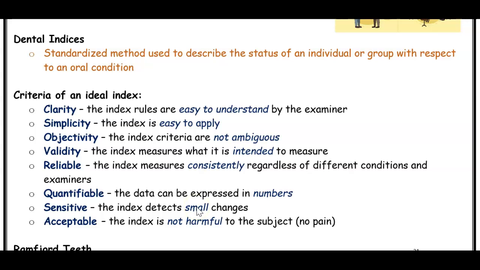But there are other indices that we'll look at that have many different options, for example four options to choose from. When you have more options, it's able to detect small changes, and that is better in terms of sensitivity. We'll look at that with examples. And then, of course, it has to be acceptable: the subject or your patient should not be in any harm.